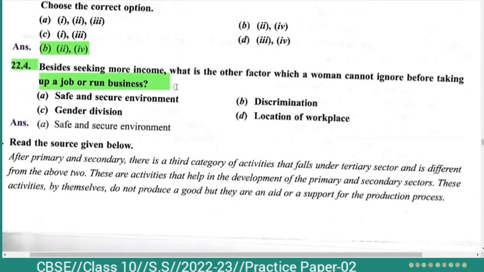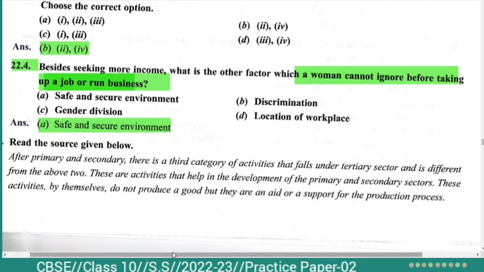Question number 22.4. Besides seeking more income, what is the other factor which a woman cannot ignore before taking up a job or running a business? Option A, safe and secure environment. B, discrimination. C, gender division. D, location of workplace. Here the correct answer is option A, safe and secure environment. Besides seeking more income, what is the other factor which a woman cannot ignore before taking up a job or running a business? That is safe and secure environment.